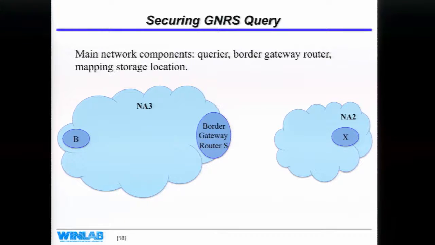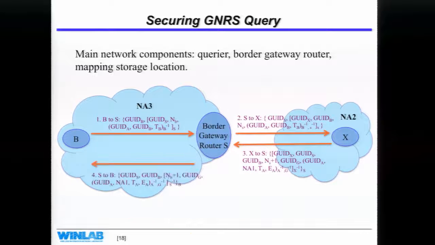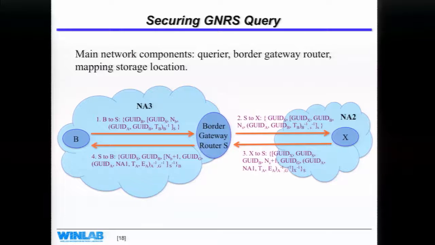And for the query protocol, the involved network components are user B, who wants to make a query, border gateway router S, and the mapping stored as X in network NA2. So the protocol flow is first B sends a query request to S, which then forwards the request to X. X replies to this request with the mapping B is asking for. Then S forwards this mapping to B. That concludes the query protocol. It is quite simple and straightforward.